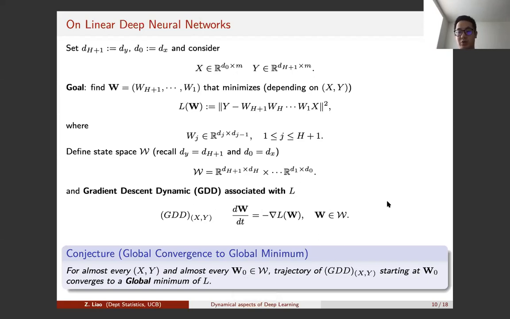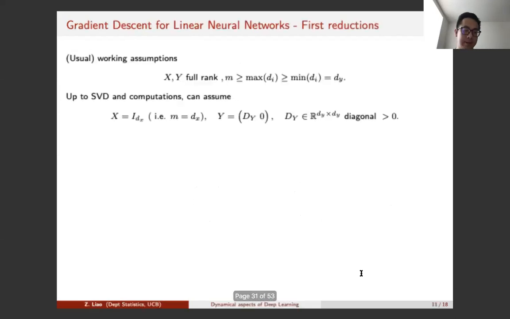And here is the conjecture we would like to prove. Okay, so it's global convergence to a global minimum, which basically says that for almost every choice of input data and target, and almost every initialization of the gradient descent algorithm in the state space, every trajectory of this gradient descent dynamic starting at W0 is going to converge to a global minimum of the loss. Okay. And that's a conjecture we would like to prove or perhaps disprove.